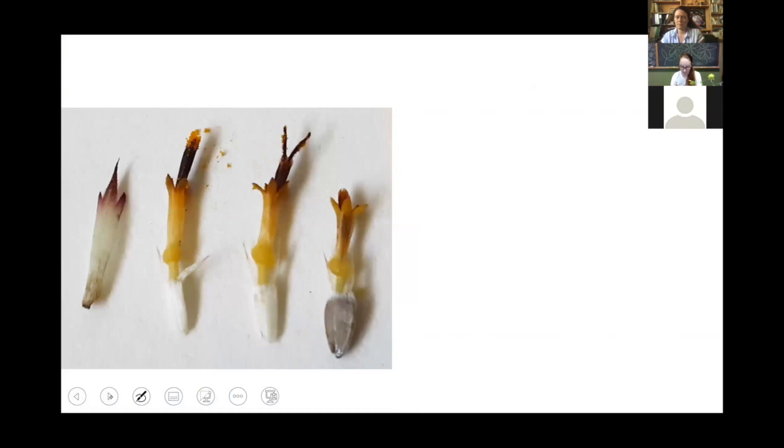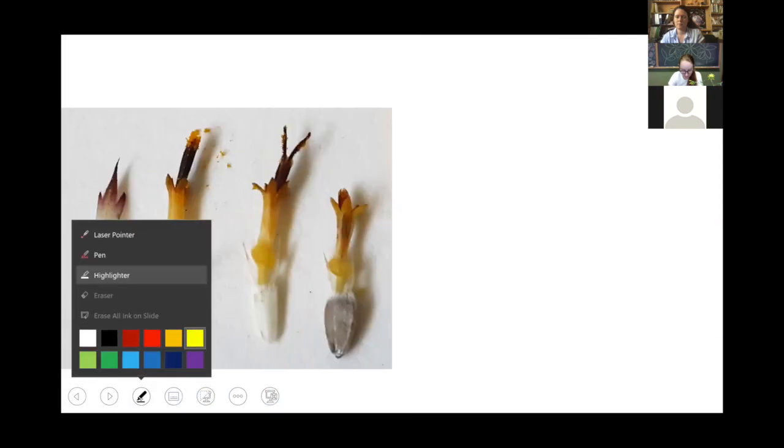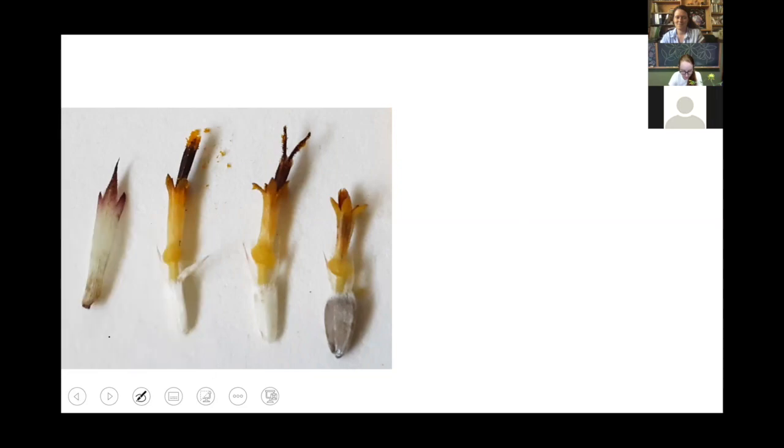So we can take a closer look at our disc florets in different stages. I'll just draw the one with the anther column, and some pollen up at the top there. Oops, I don't know how I erased all of it. Okay, we'll go again.